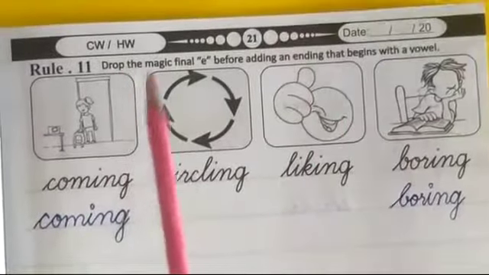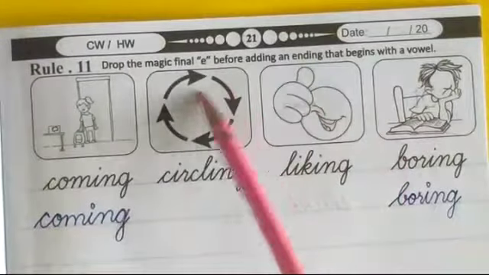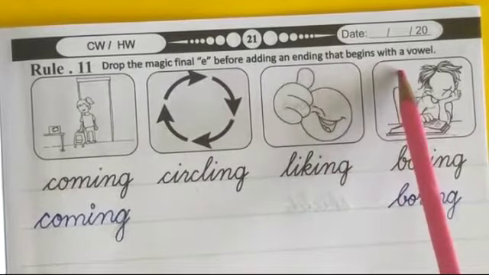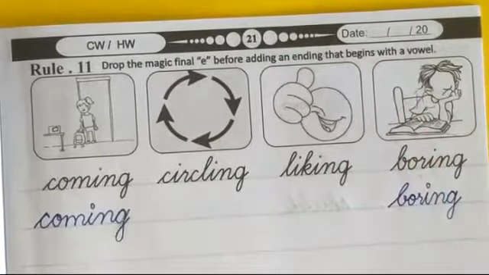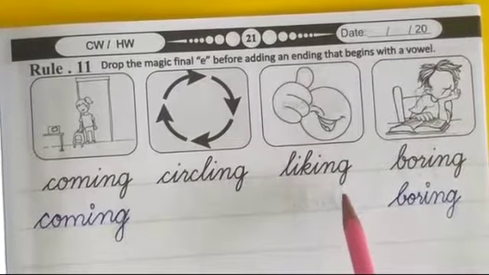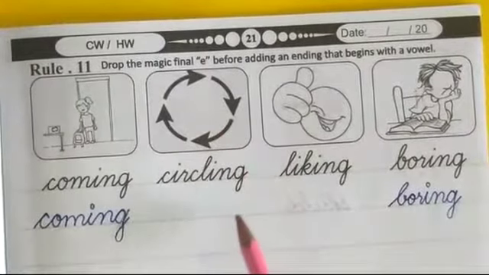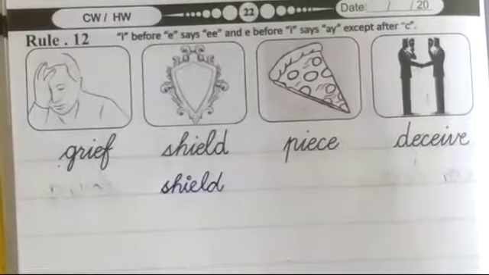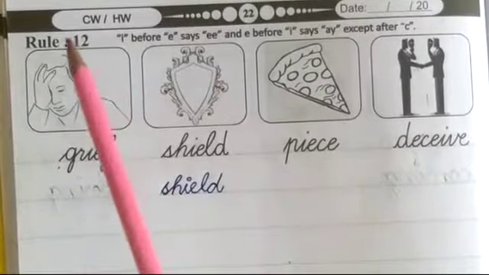So now let's have a look at spelling rule 11. Spelling rule 11 tells us to drop the final magic key before adding an ending that begins with a vowel. Is that clear? As you can see in the examples also, before adding an ending that starts with a vowel sound, we have to drop the final magic key before adding the ending. Is that clear?